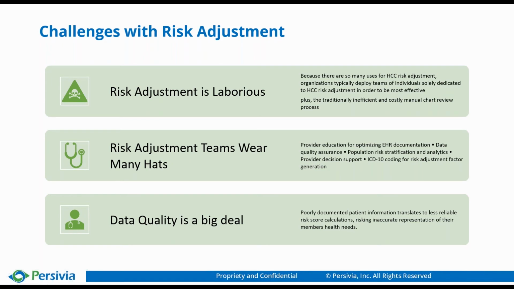And lastly, data quality is a very big deal. Poorly documented patient information can translate into less reliable risk scores, and this can risk an inaccurate representation of the health needs of the members. Therefore, extensive training for providers to know which disease to report and where to report this information can greatly improve risk scores.